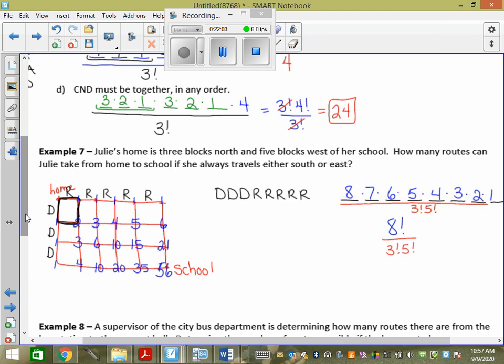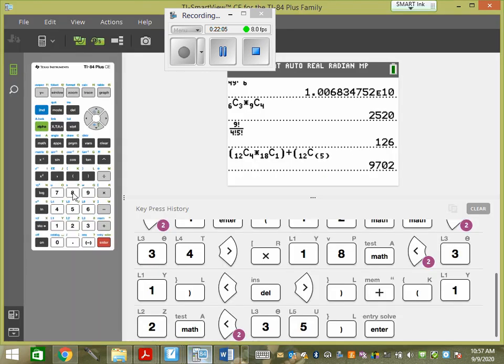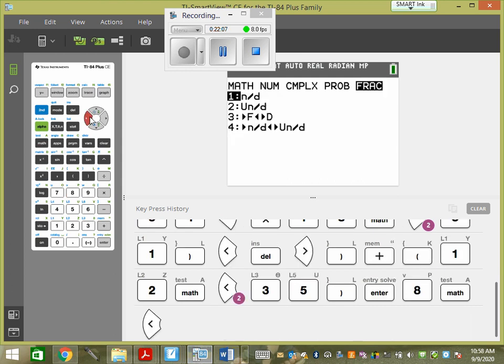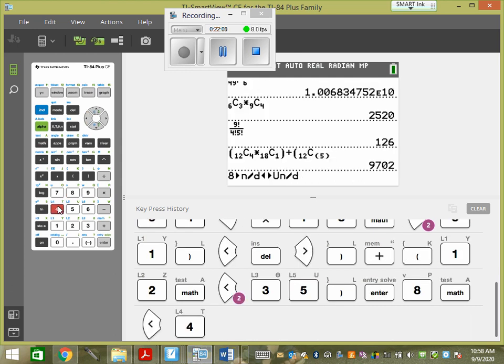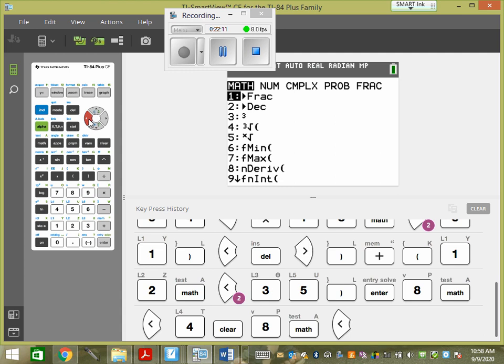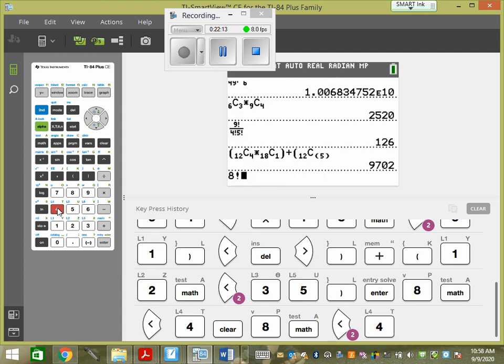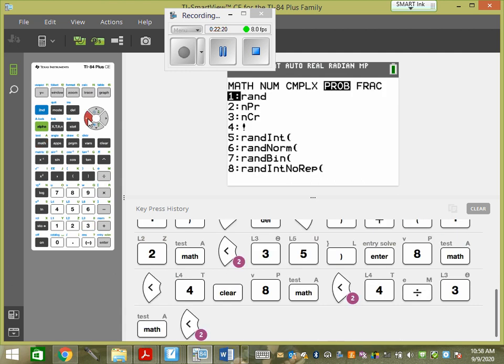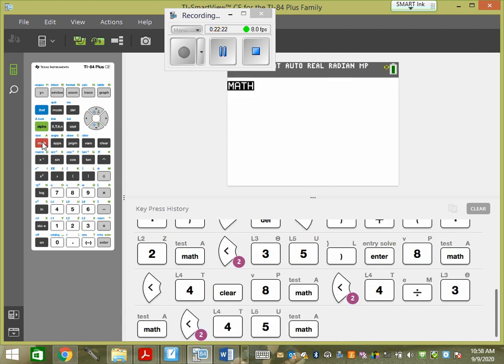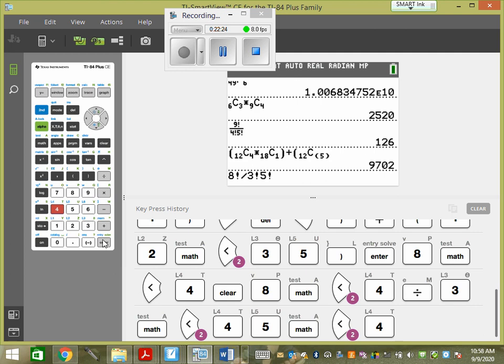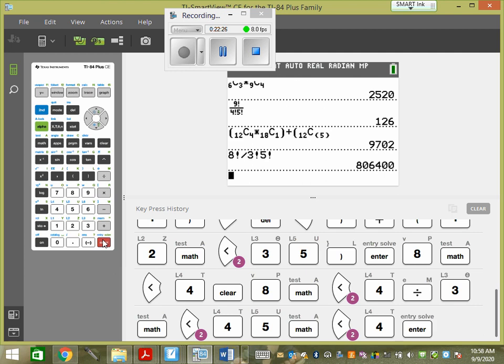Now I'm just going to remind you with the calculator. So we can go 8, math, factorial. That is not a factorial. 8 math factorial divided by, what was it? 3 and 5, right? 3 math factorial, 5 math factorial. I could type it in like that. And then I get this really large number. Is that number right? No. Because what did I not use?